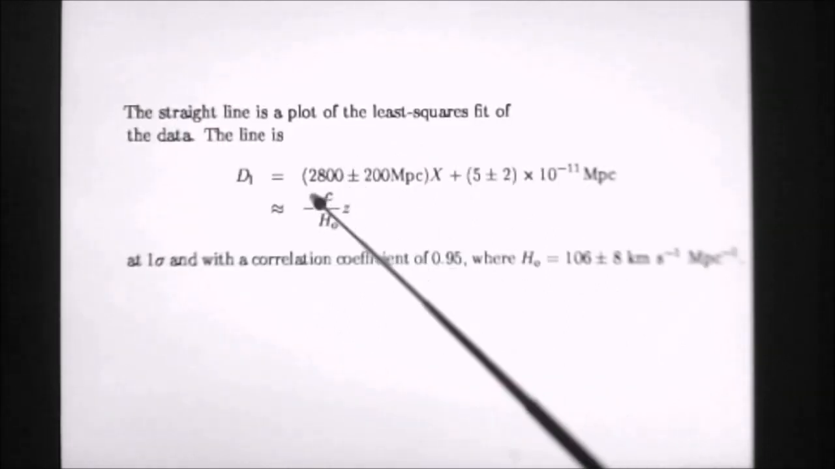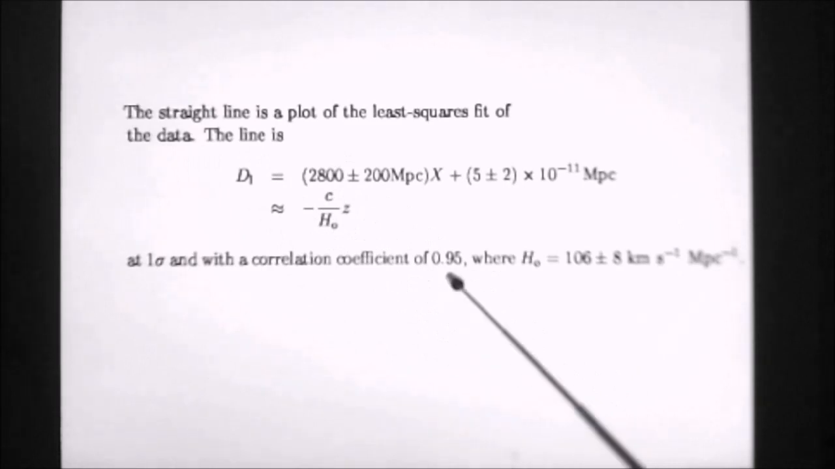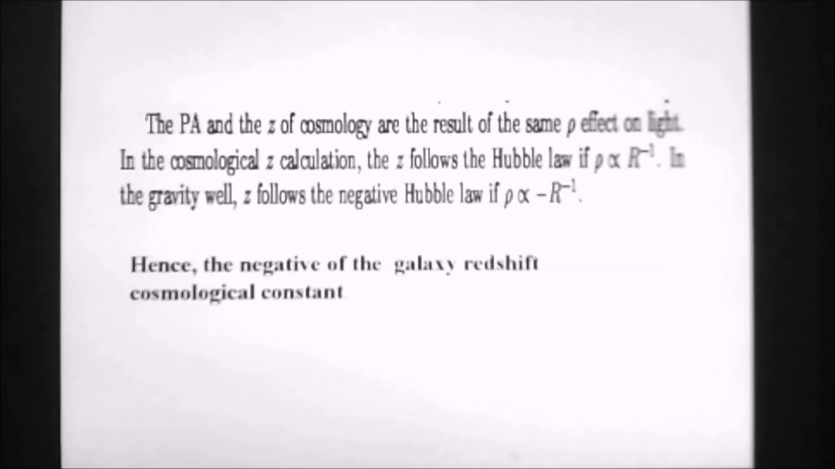There's the formula for the graph like we did before. This has a 95% correlation coefficient, and we calculate H0 to be 106. The Pioneer anomaly and the redshift of cosmology are the result of the same rho effect on light.